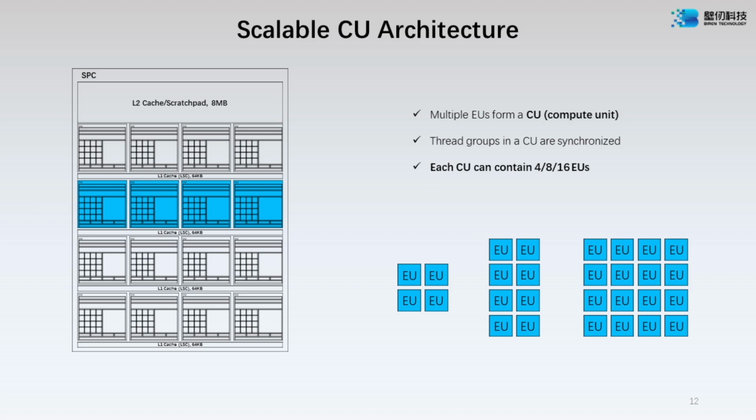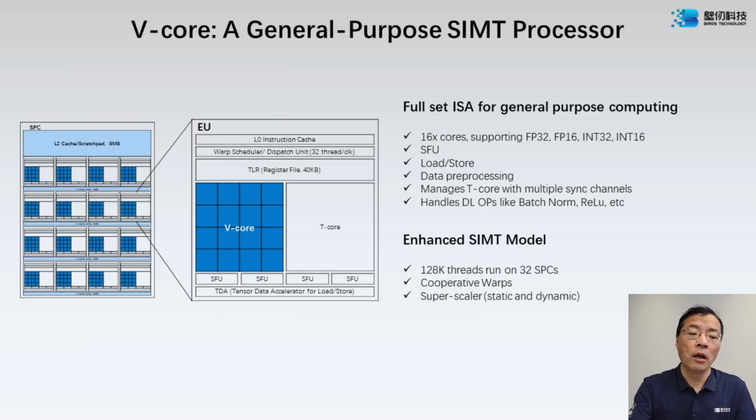There are 16 streaming processor vector cores, 4 special function units, and 1 tensor core inside each EU. We designed the vector core as a SIMT processor with a full-set ISA to ensure our GPU's general purpose computing capability. You can have up to 8 warps in each EU, or 128 warps in each SPC, or 4K warps, or 120K compute threads running on 32 SPCs concurrently.